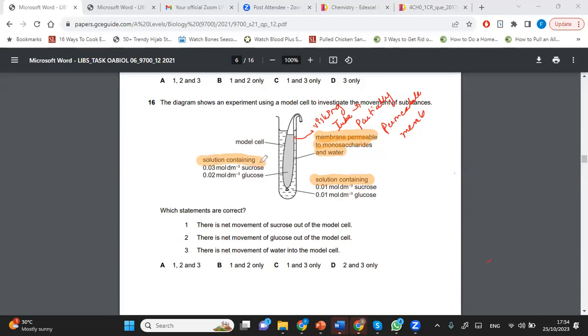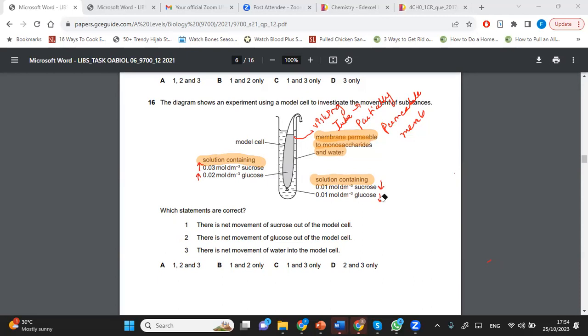Inside of the cell, I have 0.03 mole per dm cubed sucrose and 0.02 mole per dm cubed glucose. So if we take a look, sucrose is higher within the cell, right? And it's lower outside the cell. Glucose is also higher within the cell and lower outside the cell.